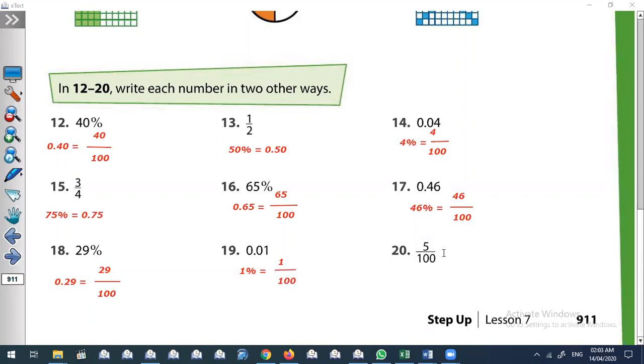The last one, 5/100. I need to change it into percent. We have already down 100, so no problem. Just write 5%. What about it? It's already a fraction. I need to change it into decimal. I only have 1 digit, so you have to write 0.0 to get 2 digits in the decimal. 0.0, now you can write 5.